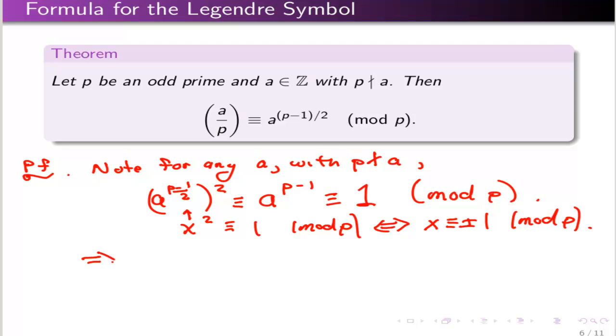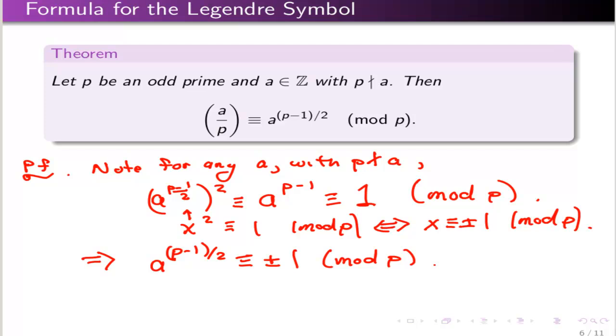So that says that a to the (p minus 1)/2 power is always plus 1 or negative 1 mod p. And that completes the proof.